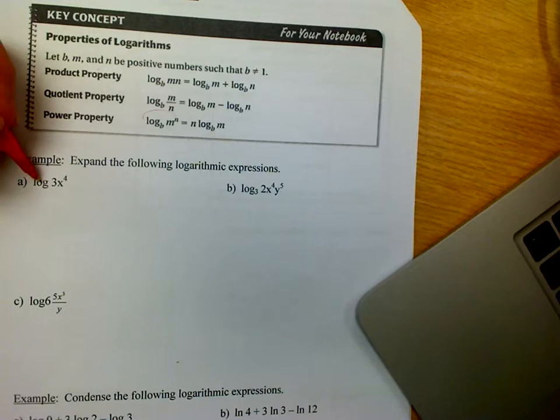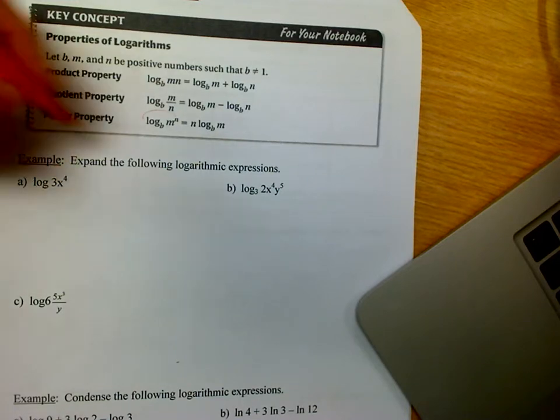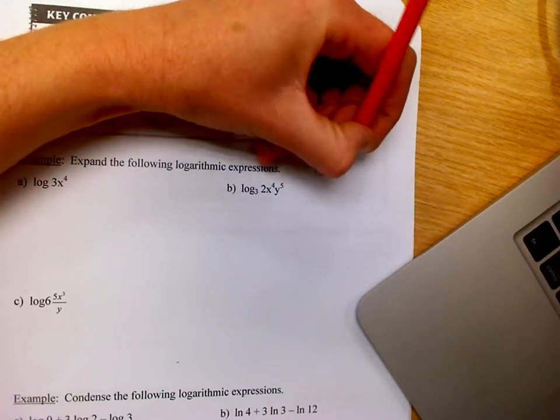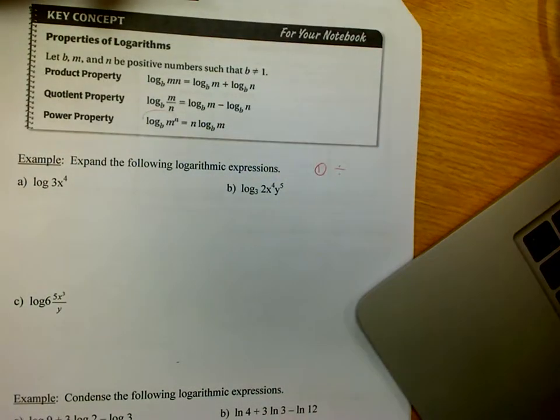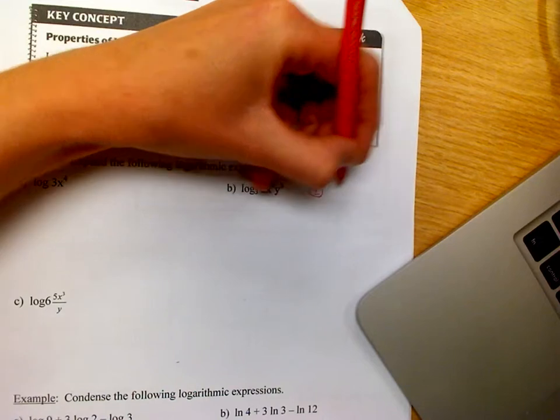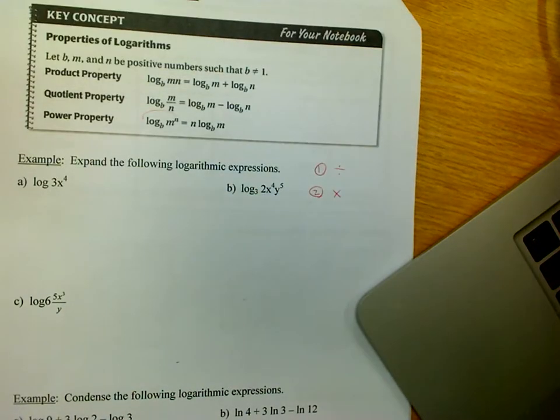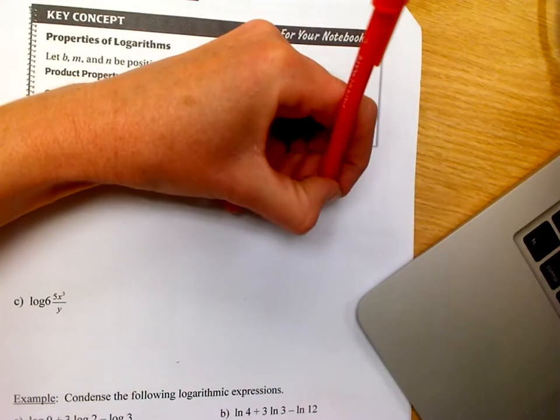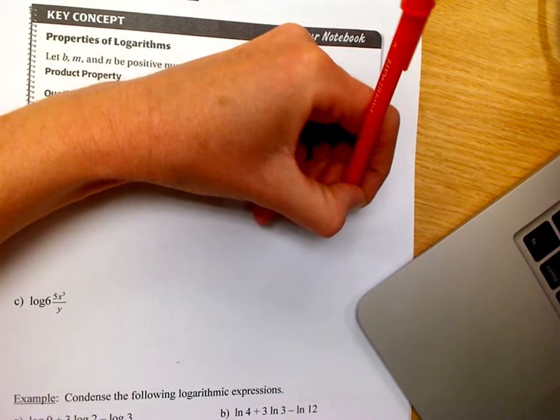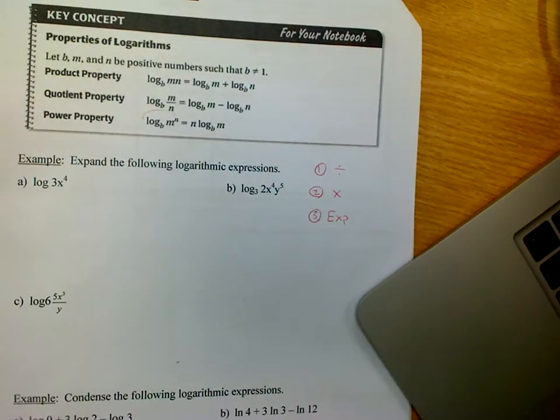So if you look at this one, it says log of 3x to the fourth. Well, the easiest way to do it, I think, is to first take care of any division, separate that with subtraction. Then separate any multiplication with addition, and then look for any exponents. Take care of those with multiplication.